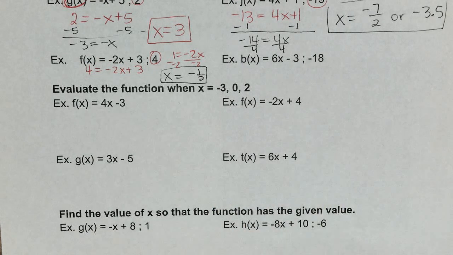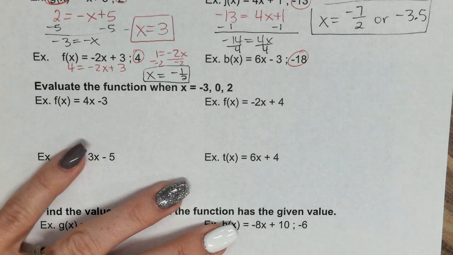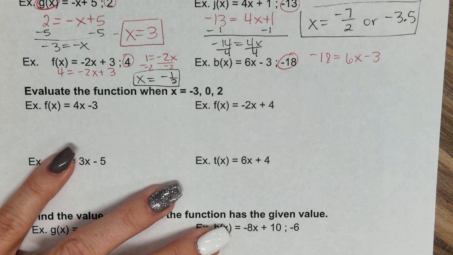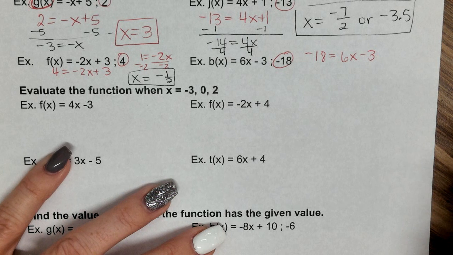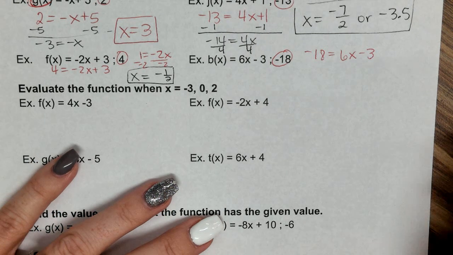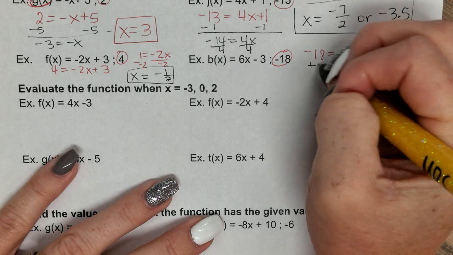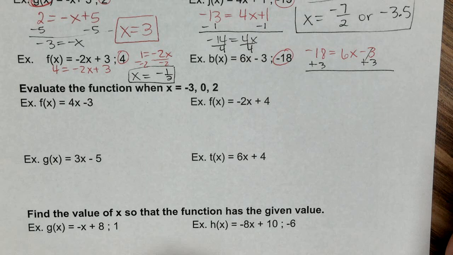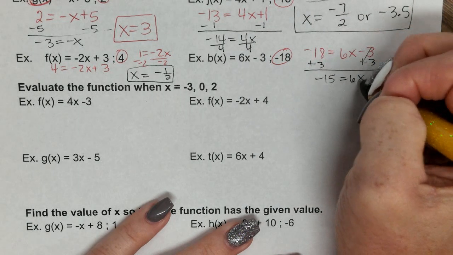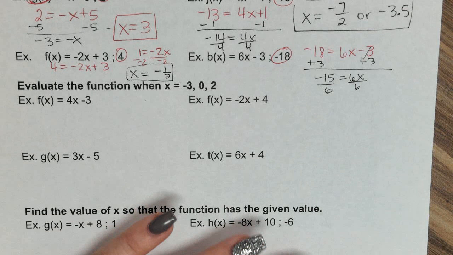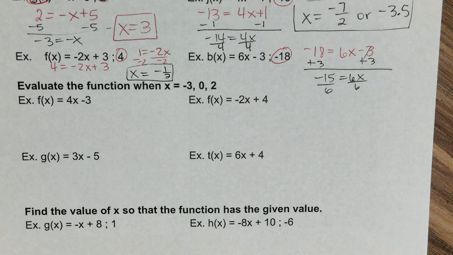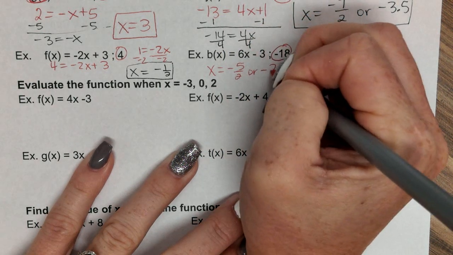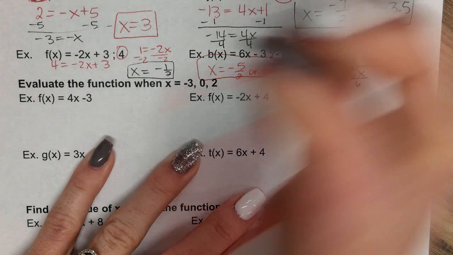Okay, the last one. What am I plugging in for the function? Negative 18. I'm going to write it over here. So negative 18 equals 6x minus 3. To get rid of a minus 3, I would add 3 to both sides. Negative 18 plus 3 is negative 15. Then I would divide both sides by 6, and negative 15 divided by 6 is negative 5/2, or negative 2.5. Either answer is fine.